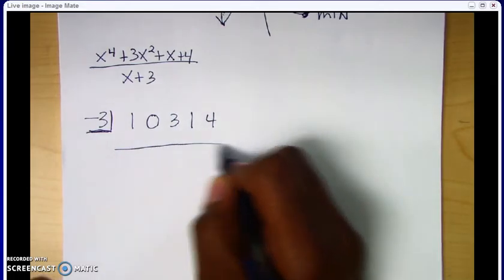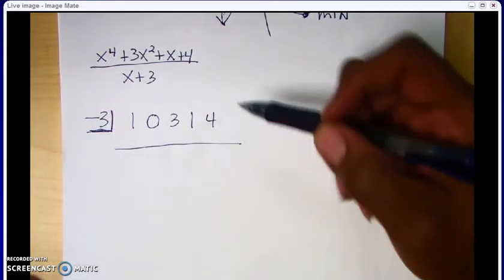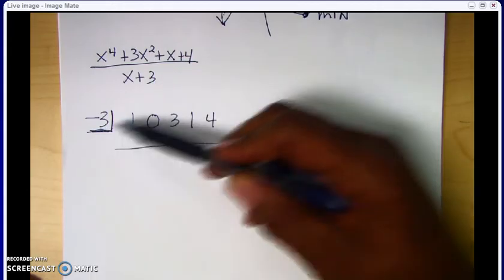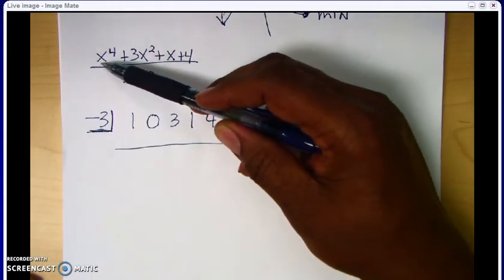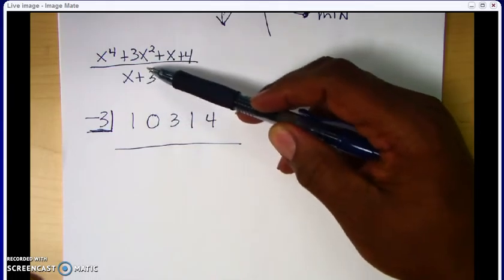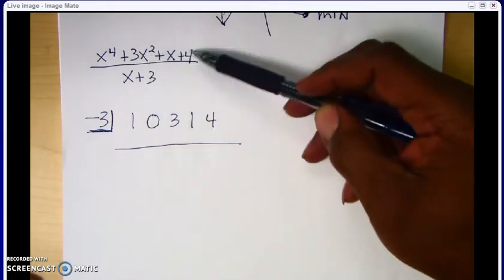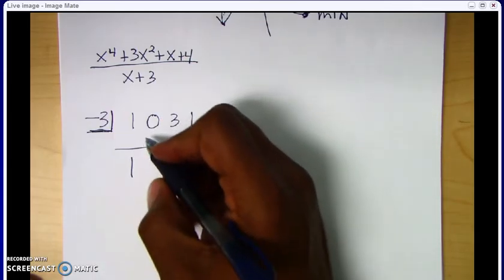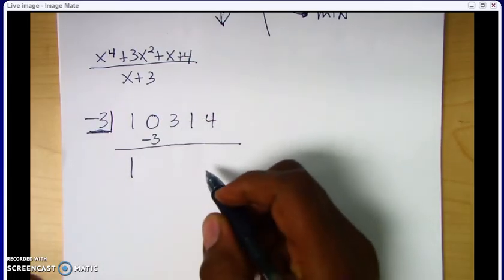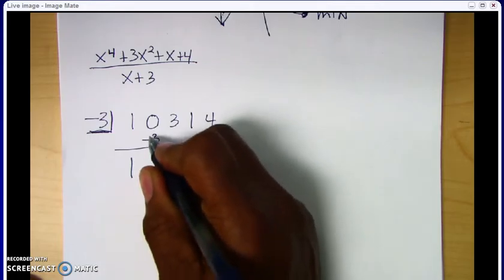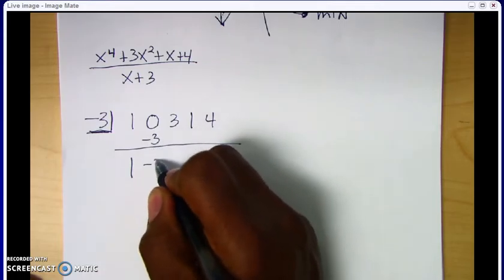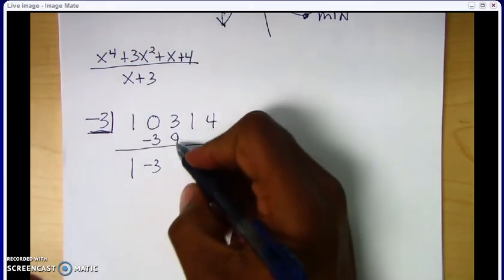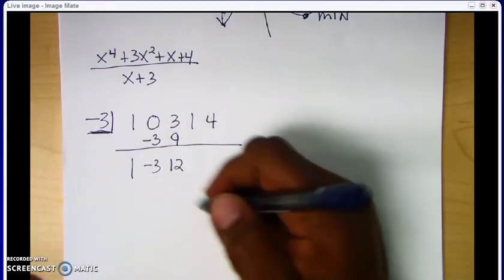Okay, now we're going to go ahead and go through our synthetic division. Again, this is the divisor down here, you got to use the opposite, and then you got to use the coefficients up here. 1, then there's a 0 cubic, then you got 3, you got 1, and you got 4. So you're going to drop that 1 down, multiply, you get -3. Add, remember you got to add vertically, so you're going to get a -3 here. Multiply, you get 9. Add, you get 12.